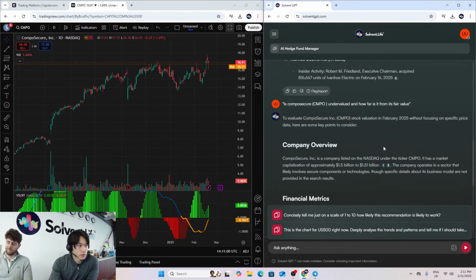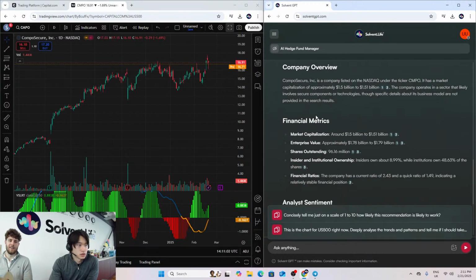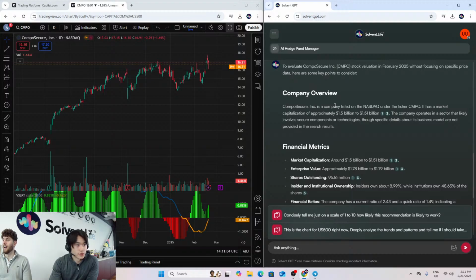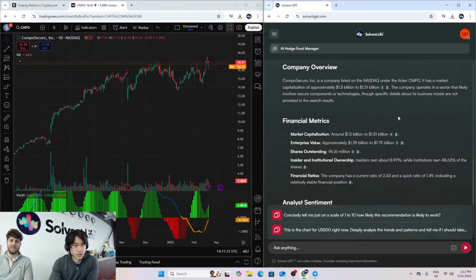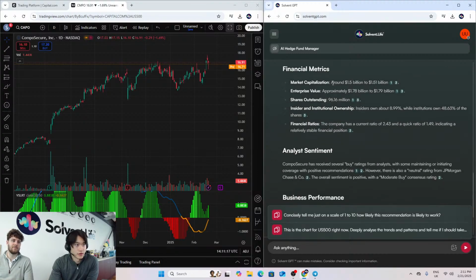Alrighty. Company overview of CMPO. It's got a market cap of 1.5 to 1.51 billion. The company operates in a sector that likely involves secure components of technologies. Financial metrics, okay, fine. Enterprise value, okay, so their enterprise value is marginally higher than their market cap.